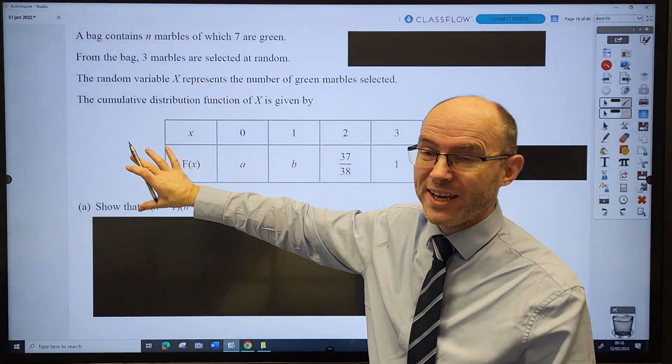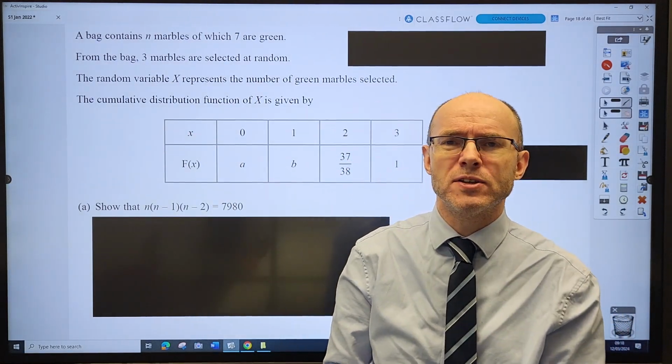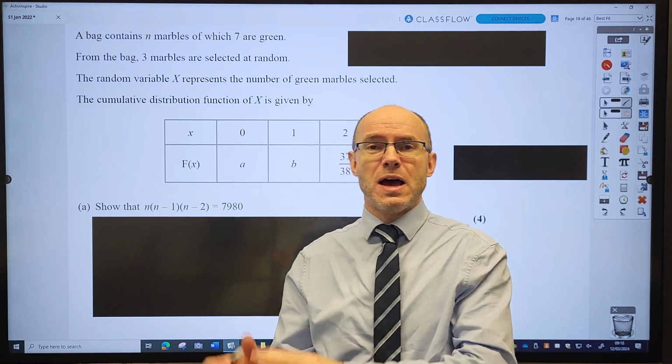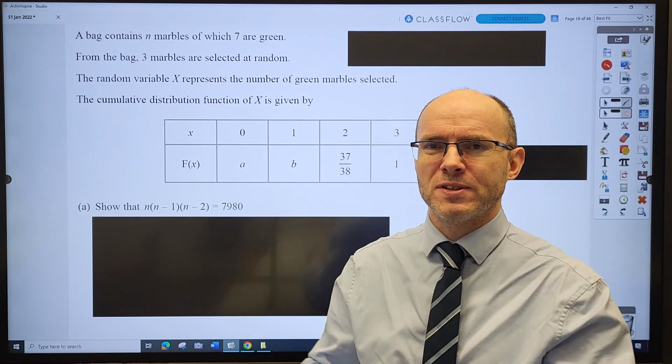So here's part A, because there's too much to fit on one board and I need space for working as well. So you can either do this at the same time as me, you can just watch me do it, or you can just have a go yourself, pause the video and unpause it to see how you get on. Whatever you do, it's up to you.